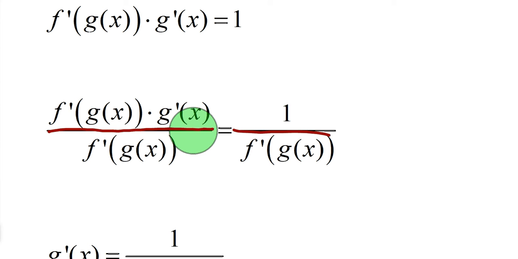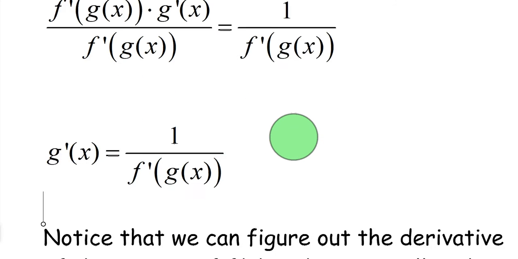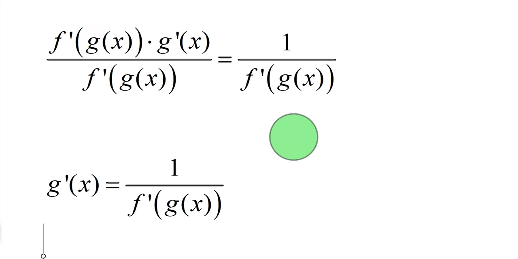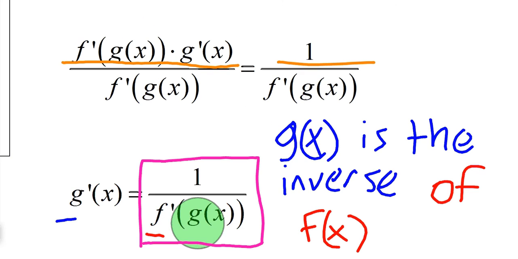What that allows to happen is it cancels this on the left, and we can see that g prime of x is going to be equal to 1 over f prime of g of x. So we have g prime of x equals 1 over f prime of g of x.